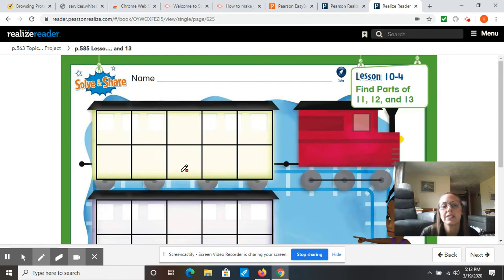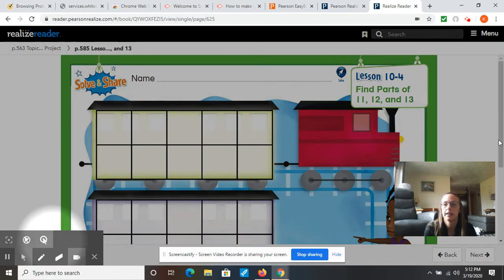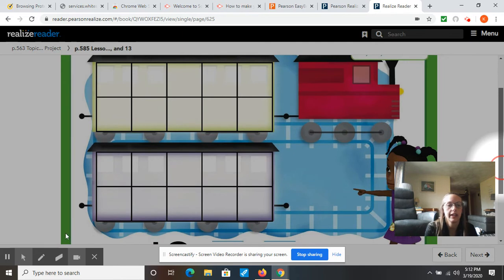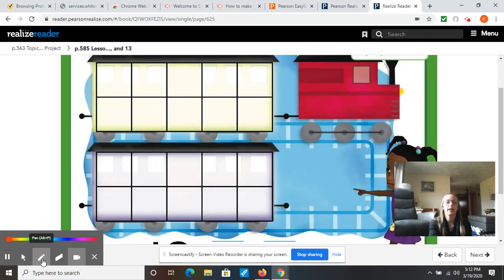So today we're going to start off our class time together working on solving a problem together about a train. Now, if you look at the math mat paper, you will notice that the train has two cars. There's a yellow car. And there's a blue car.